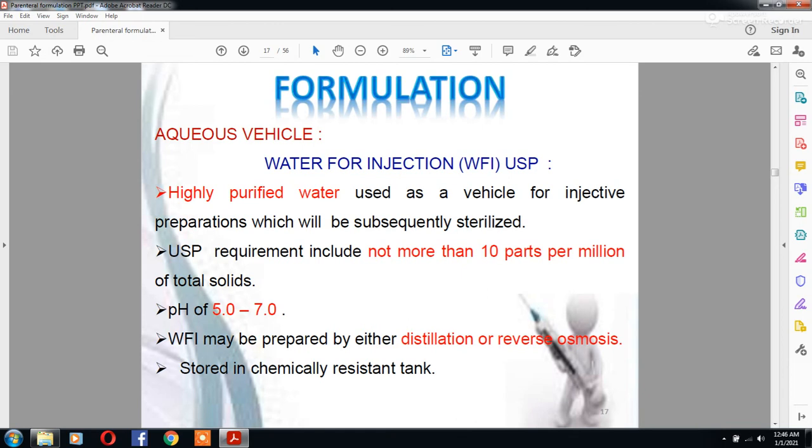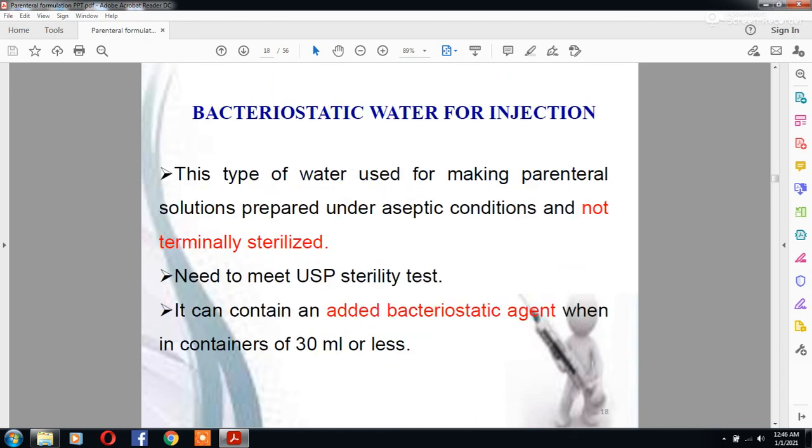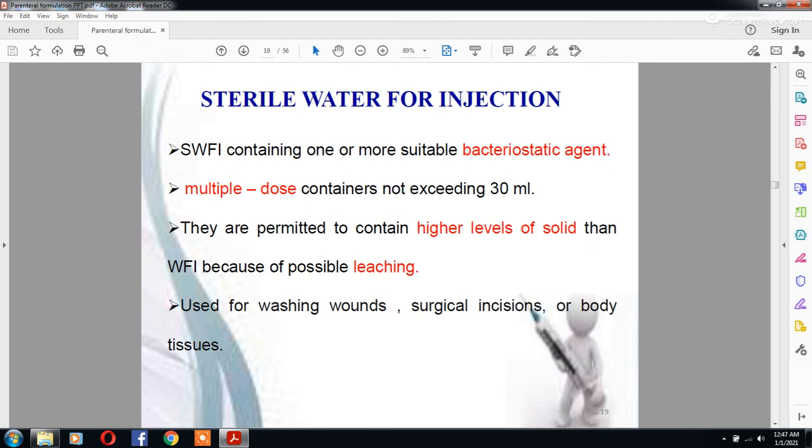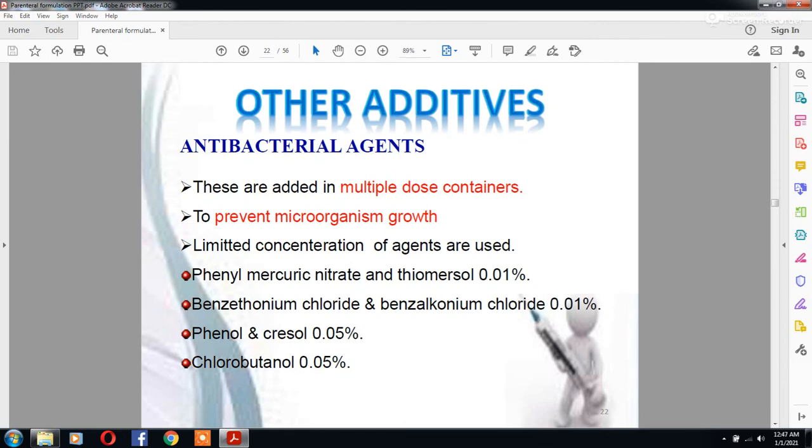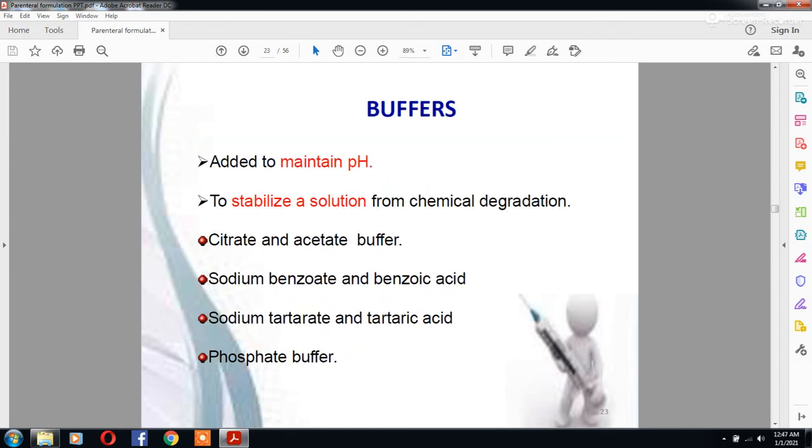In my next lecture, we will talk about formulations: bacteriostatic water for injection, sterile water for injection, water miscible vehicles, non-aqueous vehicles, and other additives.